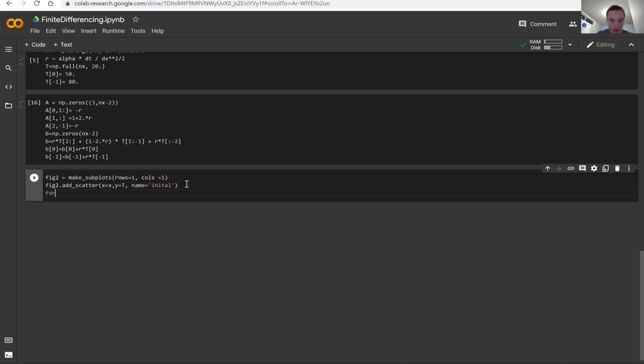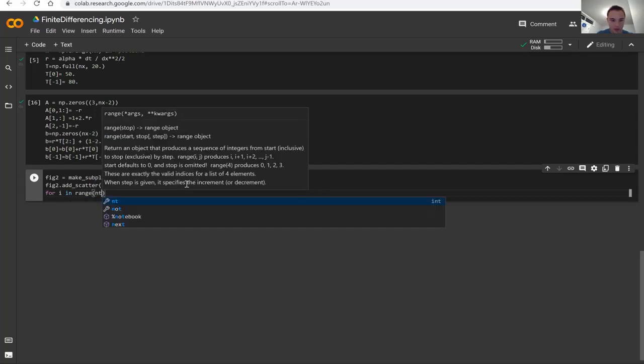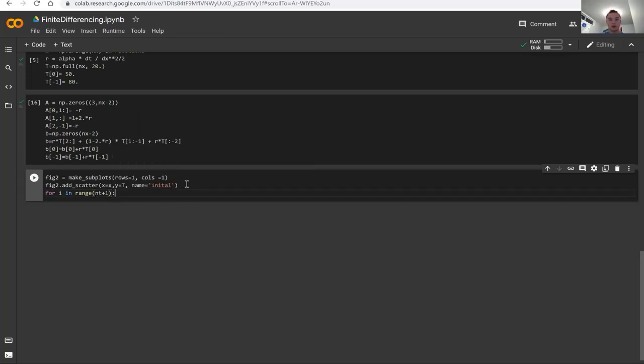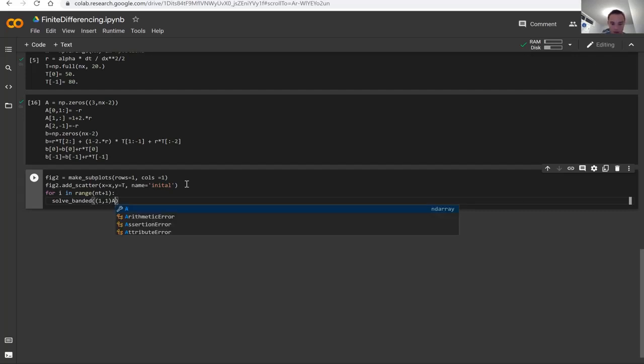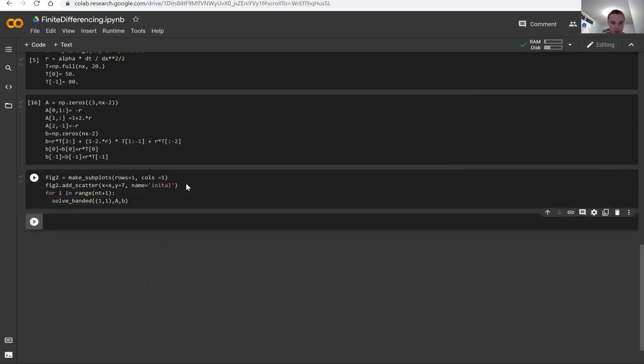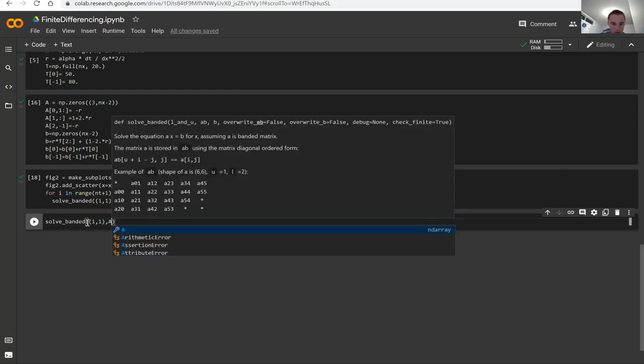To do that, we'll do the same thing: for i in range, and this will be our time increments plus 1 because of Python indexing, and then a colon. This is going to iterate through our solve banded. We can do our solve banded right off the get-go and do 1, 1, and then we'll have our A matrix and our B. We can try to solve it this way, but if we go off and look at it, we can have solve banded from the temperatures, and then we have our A and our B.